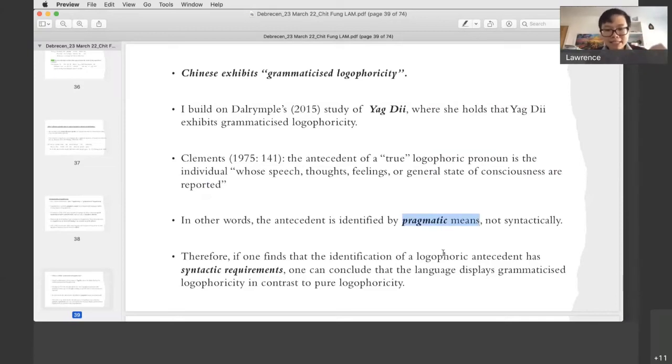But if we find that the identification of a logophoric antecedent also has some syntactic requirements, that means the requirements are not purely pragmatic. Then we will conclude that the language displays what we call a grammaticized logophoricity.